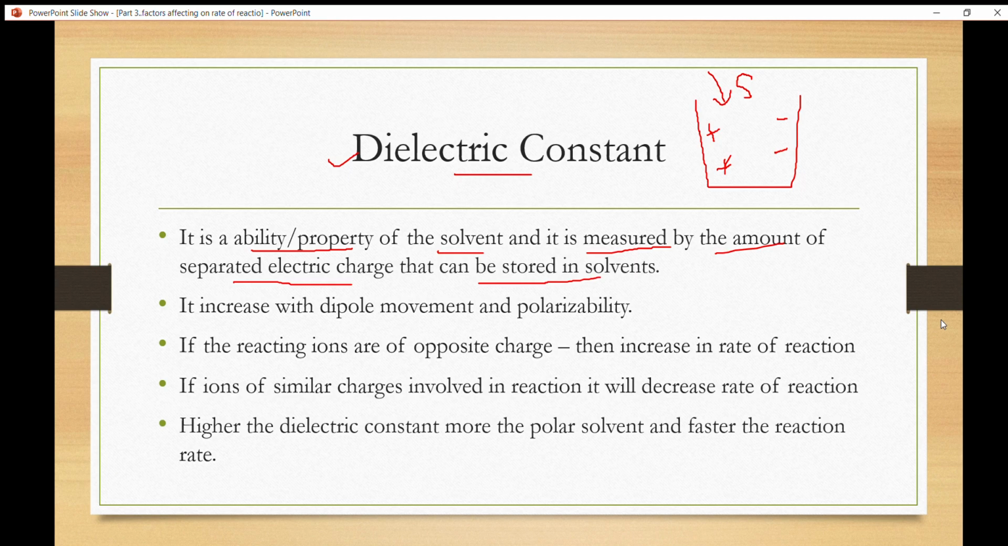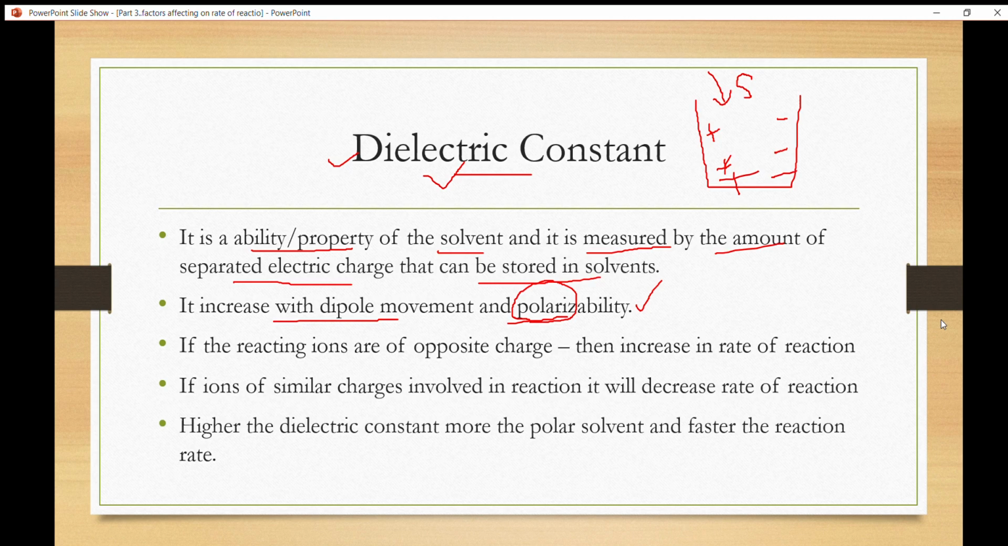The dielectric constant increases with increasing dipole moment or polarizability. The dipole moment is nothing but the formation of two poles in a molecule. If the formation of two poles, positive and negative, increases, then the dielectric constant also increases. Polarizability is the ability of a molecule to undergo polarization, and polarization means formation of positive and negative charges. So the dielectric constant also increases with an increase in polarizability.